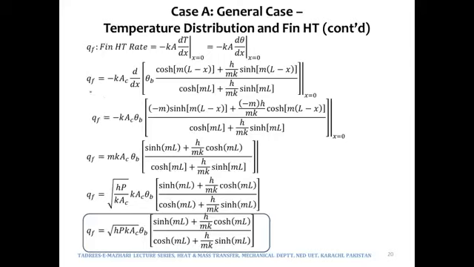So therefore QF is minus K A C dθ/dx. And what is theta? This whole thing is theta. Theta b times cosh of m(l minus x) plus h over mk sinh of the same thing m(l minus x). And then the denominator is the same as numerator without an x. So minus k A C, and then theta b can be taken out since we are differentiating with respect to x and theta b does not have x, theta b is simply Tb minus T infinity.